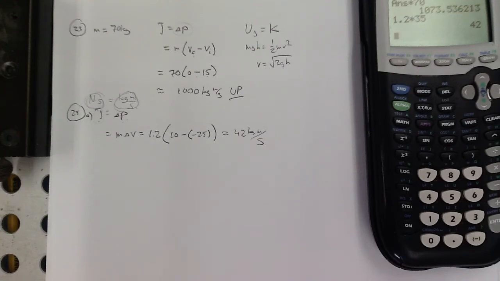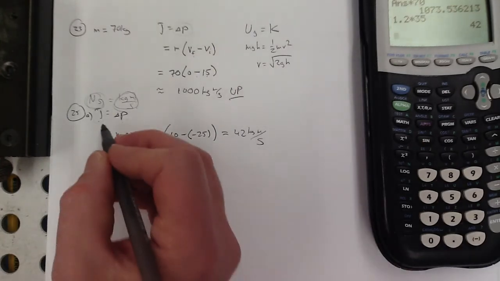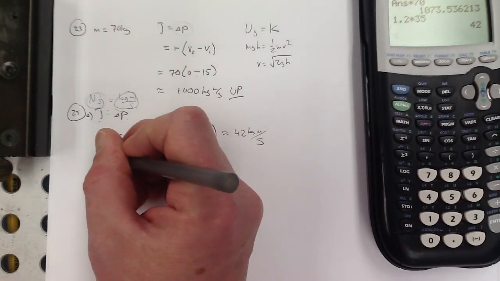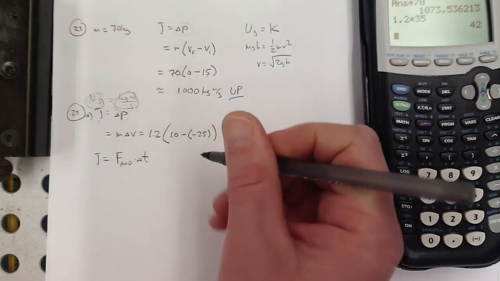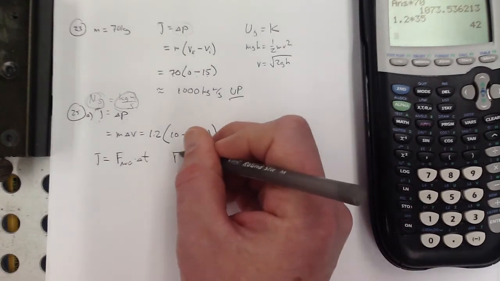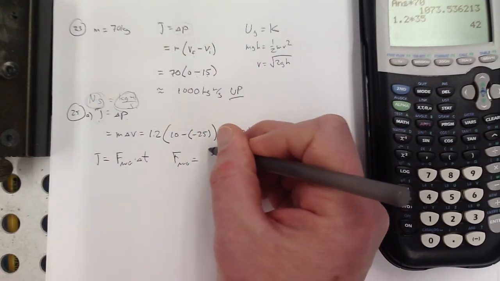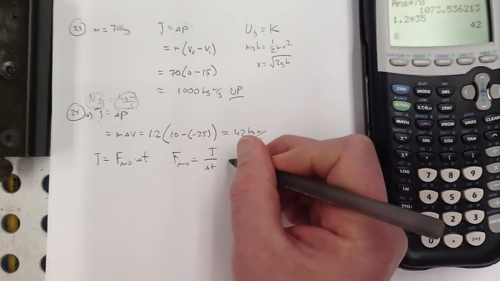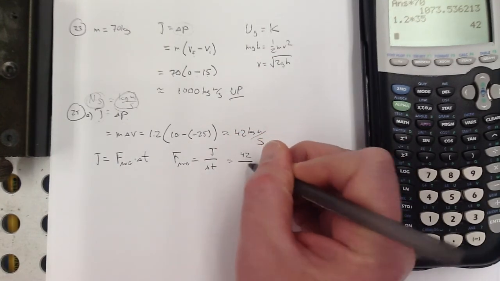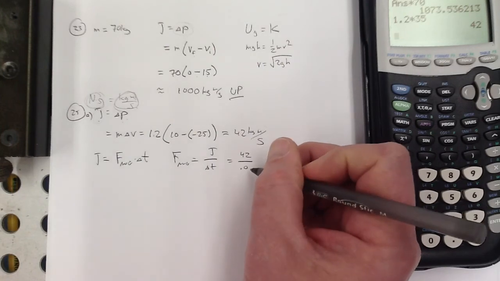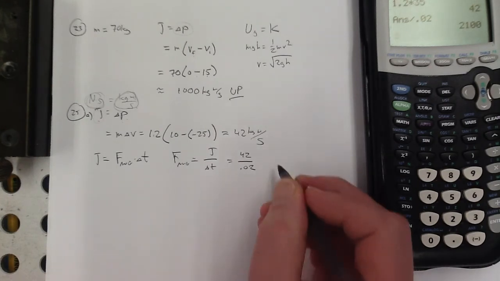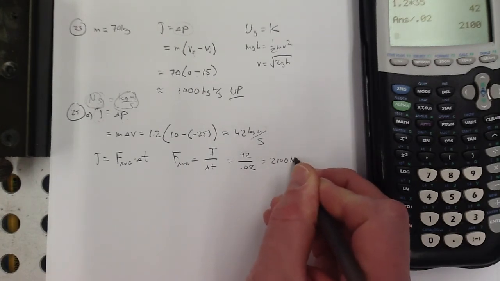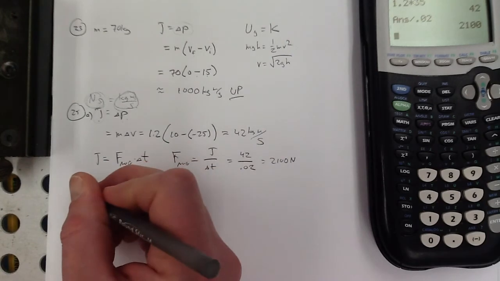If the ball is in contact with the floor for 0.02 seconds, what's the magnitude of the average force? Well, that's easy, as impulse is equal to average force times time. So the magnitude of the average force is just the impulse divided by the time interval. I know the impulse here, 42 over 0.02. So that's about 2,100 newtons.